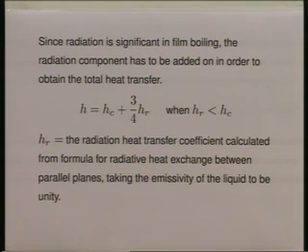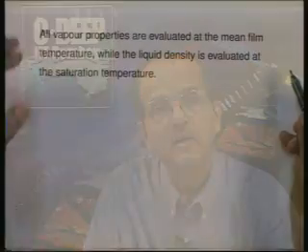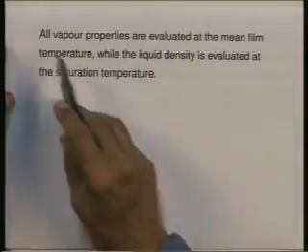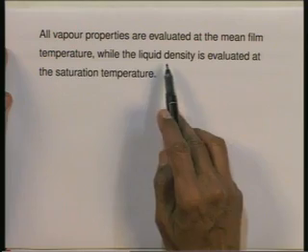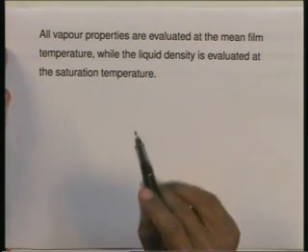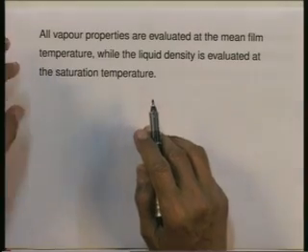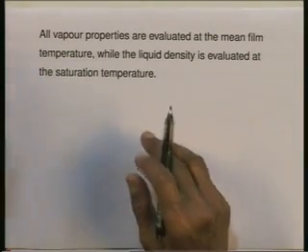So, this is how one would calculate the heat transfer coefficient in stable film boiling. All vapor properties are evaluated at the mean film temperature. All vapor properties means mu v, k v, etc., that we need, are evaluated at the mean film temperature. The liquid density is evaluated at the saturation temperature. So, this set of equations, the convective heat transfer coefficient and the radiation heat transfer coefficient, appropriately added on, gives us the total heat transfer coefficient.